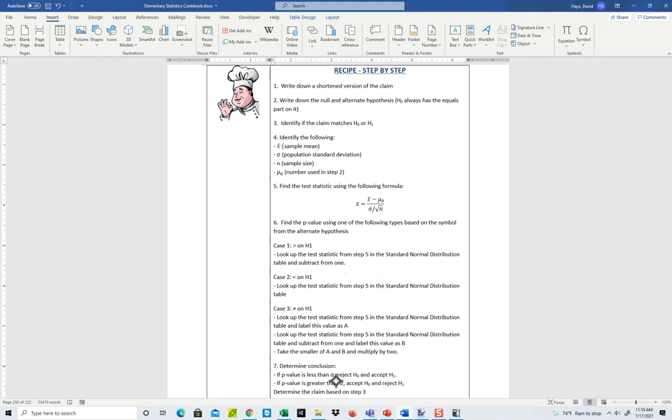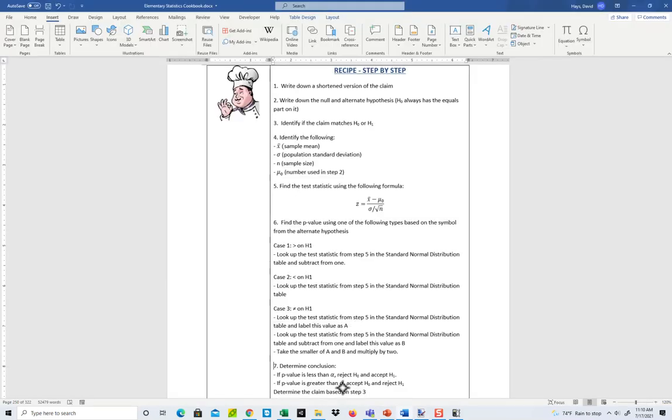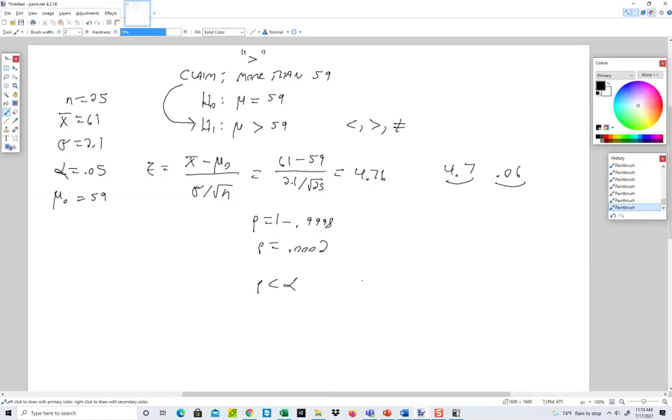Then, conclusion, compare that to alpha. This is obviously less than alpha. P is less than alpha, so that says we're going to reject H0 and accept H1. Now our claim matches H1, so whatever we say about H1 is what we say about our claim. We accepted H1, so it means we'll accept our claim.